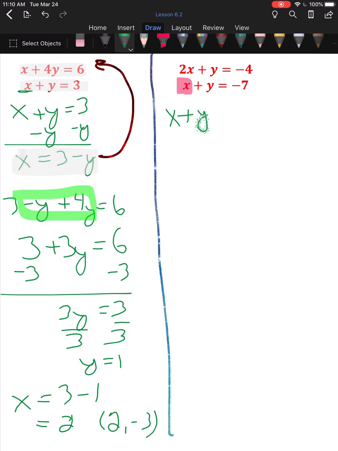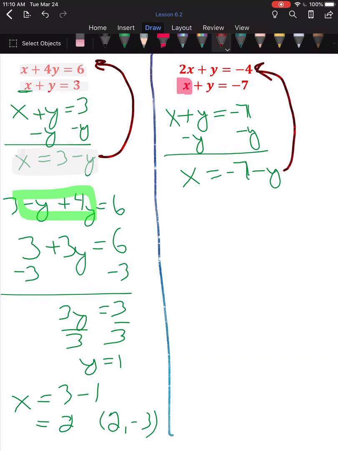So if I have x plus y equals negative 7, and I want the x by itself, I need to move the y. So we will subtract y from each side and get x equals negative 7 minus y. There we go, my negative 7. I've got to take this now and plug it in for x in my first equation. My first equation says 2x. So I have to do 2 times the whole thing of negative 7 minus y. Then I can finish off with the plus y equals negative 4.